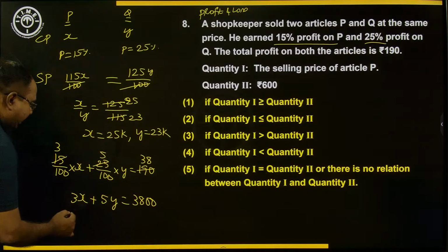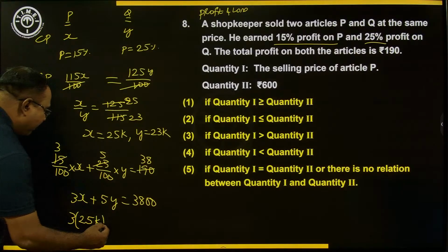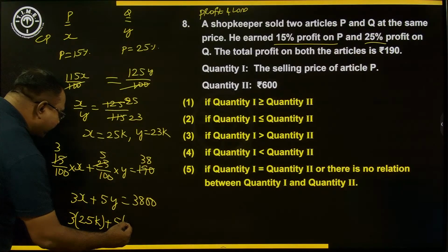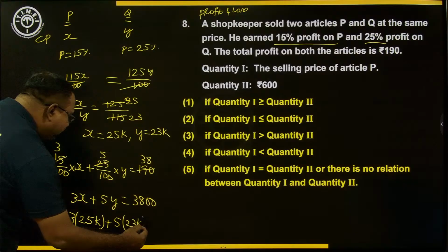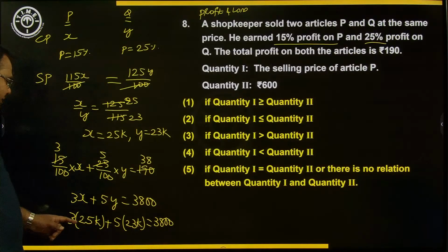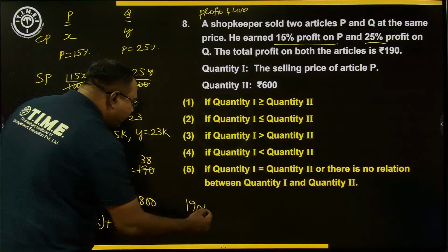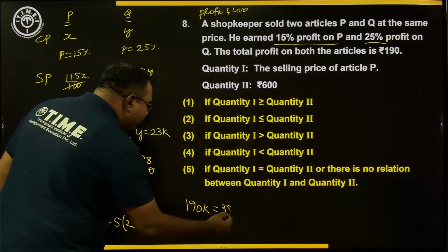Now, 3x plus 5y. So, in place of x, I can write 3 into 25k plus 5 into 23k is equal to 3800. So, this is 75 plus 115k is 3800. So my K has to be 20.